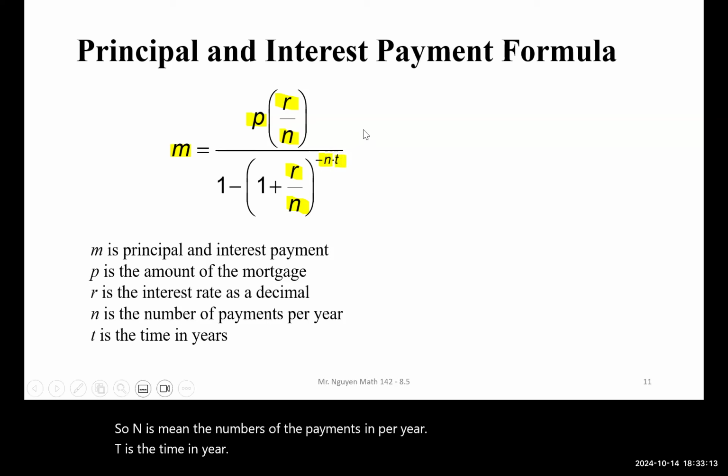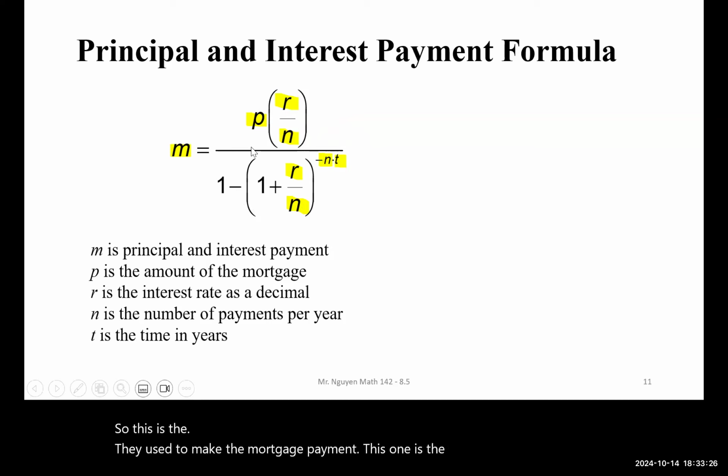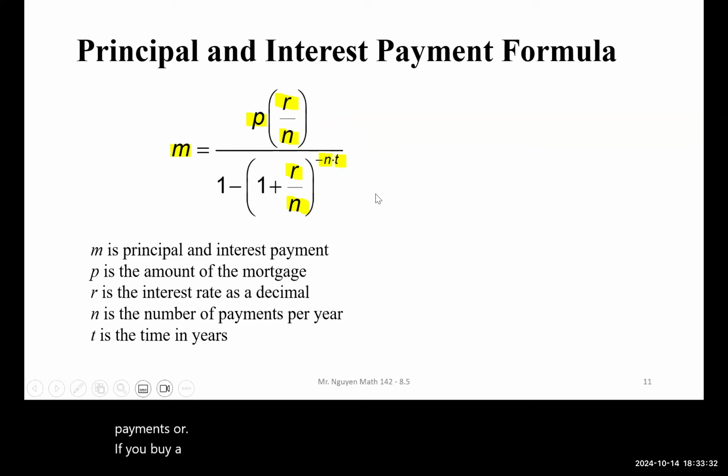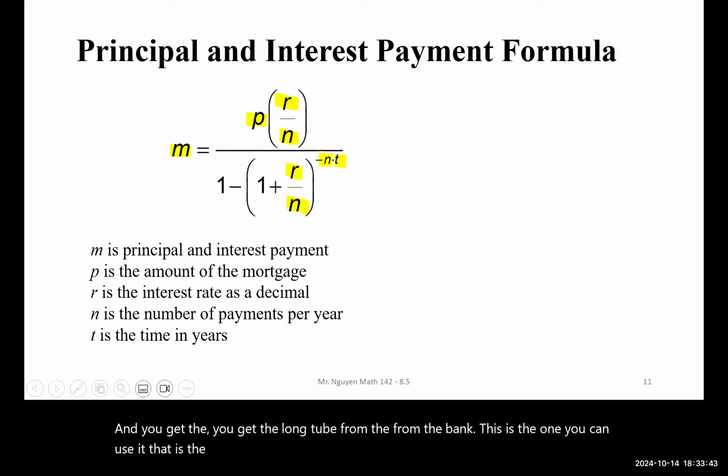So these are the formulas they use to make the mortgage payments. This one is the formula for your mortgage payments. Or if you buy a car and you get a loan from the bank, this is the one you can use. That is the formula for that.